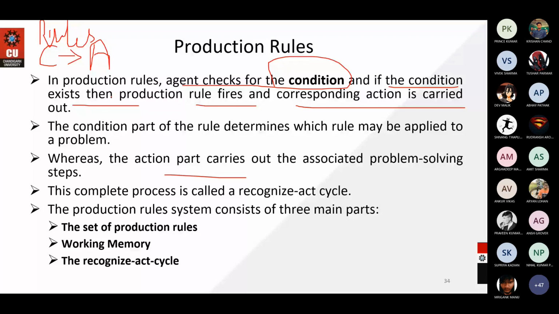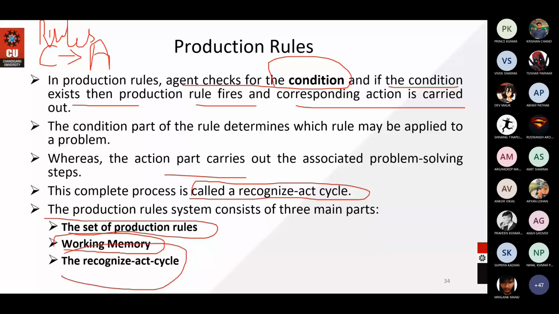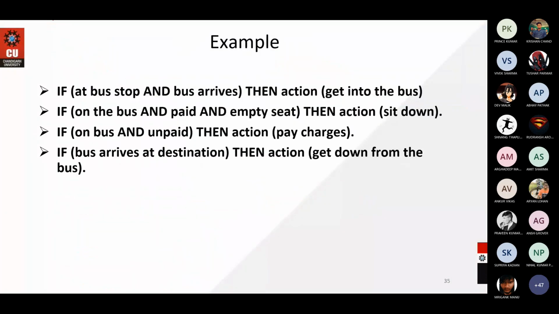This complete process is called the recognize act cycle. Recognize act cycle means we recognize the conditions and facts, and based on those conditions some action is taken. That's why it is called the recognize act cycle. This system consists of three major parts: first, the set of production rules, then the working memory, and then the recognize act cycle. Let's have a look at a few examples.